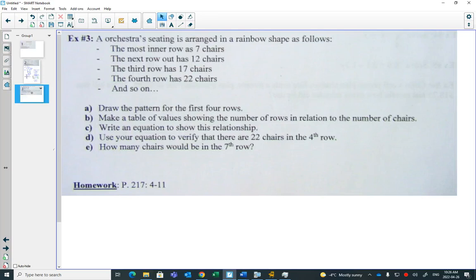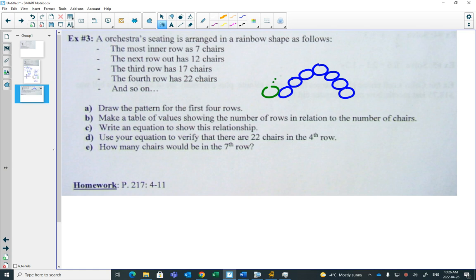Oh, I see it now. It tells you it's in a rainbow shape. So the inner row has 7. Then the next row has 12.